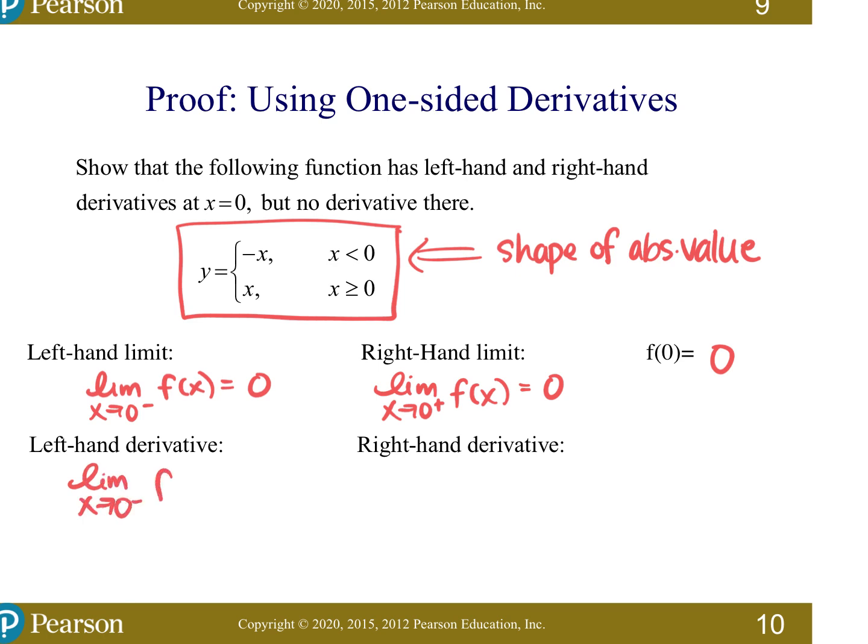So the limit from the left of f prime, you guys told me, was -1 because the slope was -1. And the right-hand derivative of f prime is +1. And because of that value, that's the proof. Using one-sided derivatives, the derivative on each side, that's the proof that this is not differentiable. That's how that would look.